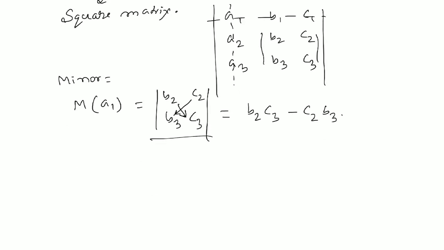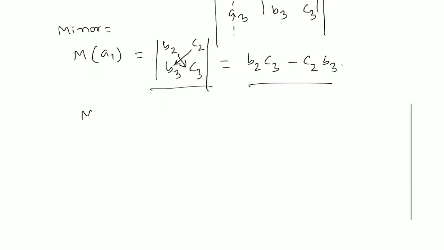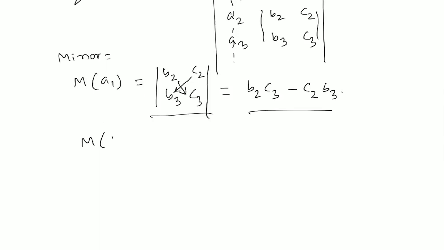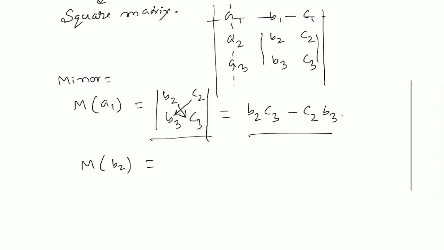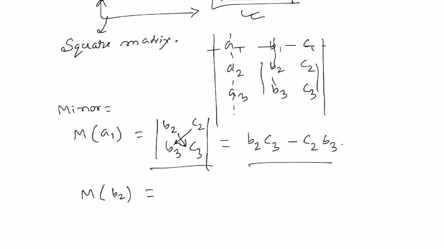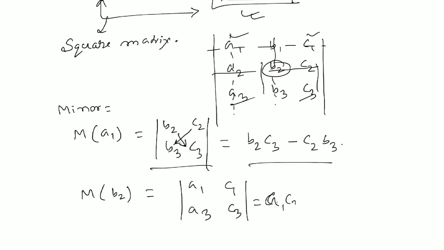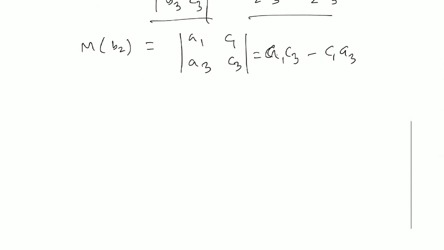Similarly, if you are asked to find the minor of b2, you must cancel the column of b2 first and then cancel the row of b2. Then we will be left with the other elements. Write them within the determinant and find its value. This is a1 c3 minus c1 a3.